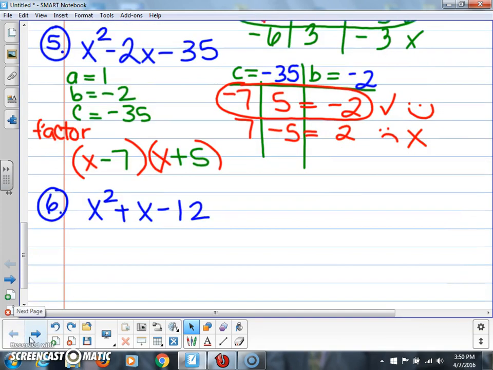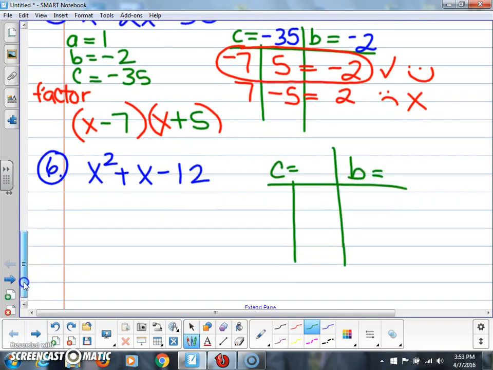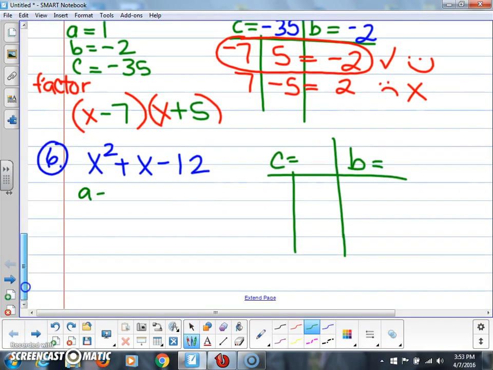Take a moment to factor this with your partner, with your group, or by yourself. Okay, you should be able to get A, B, and C. How many of you guys were able to factor this correctly? 1, negative 12. Okay, very good. A is 1, B is 1, and C is negative 12. You're going to plug those numbers into your CB table. C is equal to negative 12, and B is equal to 1.